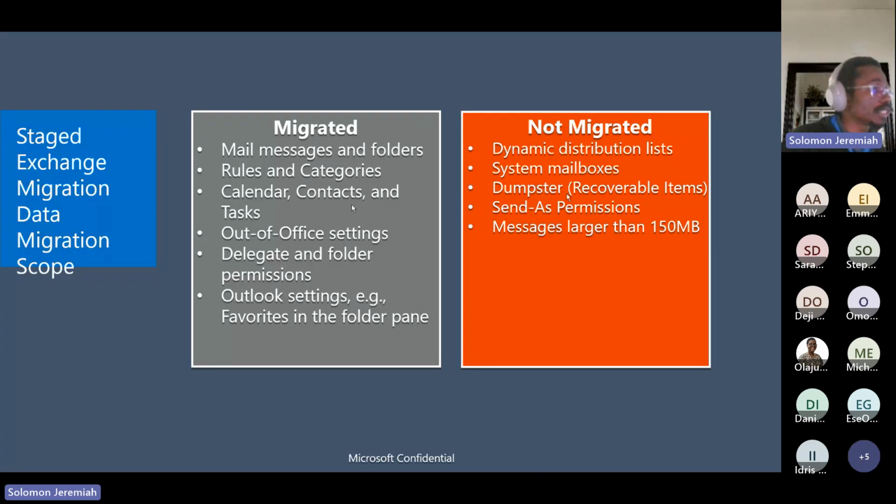We will migrate messages and folders, rules and categories, calendars, contact tags, out of office settings, and delegates. So this is actually what will be migrated, and we can see what would not be migrated there: dynamic distribution lists, system mailboxes, dumpsters, sender permissions, and messages larger than 150 MB.